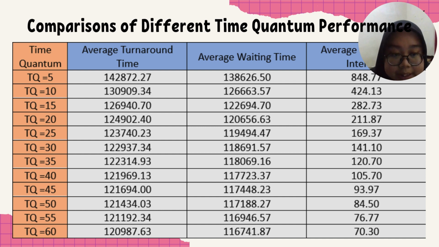From this table, it shows the comparison of different time quantum performance. Here we compare different time quantum. In this project, we are given time quantum 5, 10, 15, 20, 25, 30, 35, 40, 45, 50, 55, and 60. I'm not going to read out all of the results of the averages, but here I would like to conclude that as the time quantum increases, the average turnaround time, the average waiting time, and the average number of interrupts decrease.